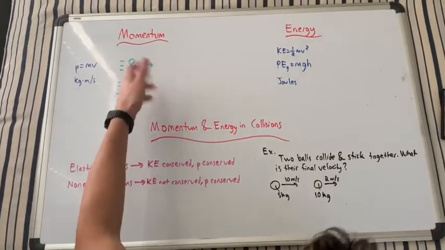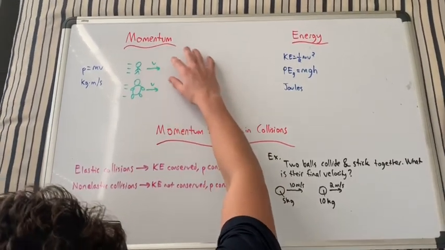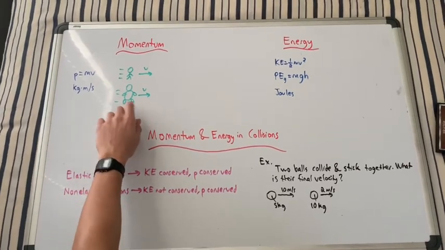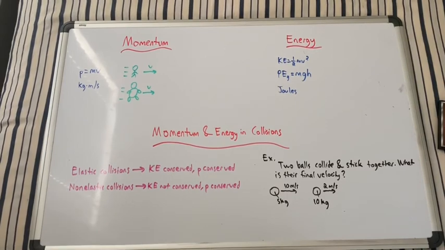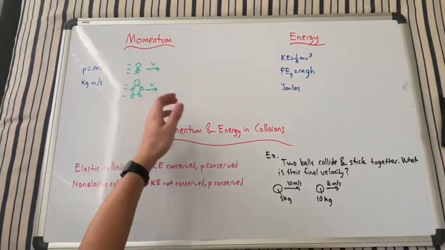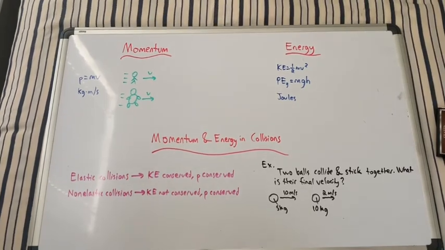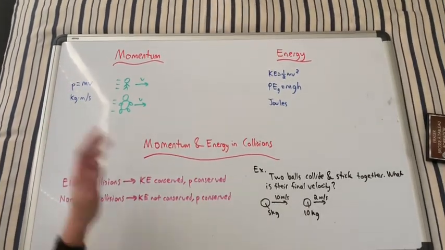In this example, we have a skinny little guy running at speed v, and then we have a big fat guy running at speed v. In this case, the big fat guy would have a greater momentum since he carries the bigger mass and is more massive. That's basically what we mean in our definition of momentum.